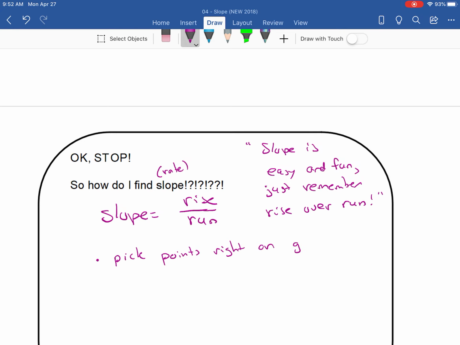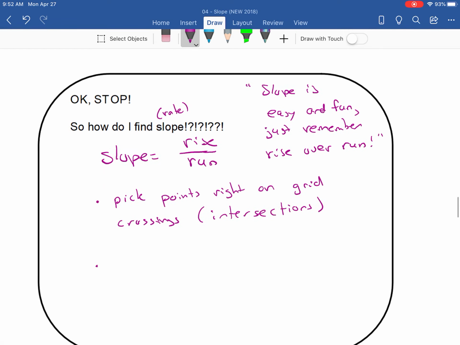Now, some things we learned about finding slope is we want to pick good points. So we want to pick points that are right on grid crossings.